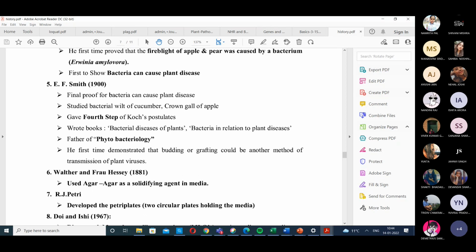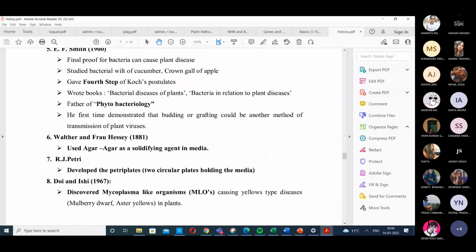Then we have E.F. Smith. He gave the final proof for bacteria can cause plant diseases. He studied bacterial wilt of cucumber, crown gall of apple also. He gave the fourth step of Koch's postulate. He wrote books such as Bacterial Disease of Plants, and he is known as the father of phytobacteriology. Phyto means plant, so plant bacteriology, right?